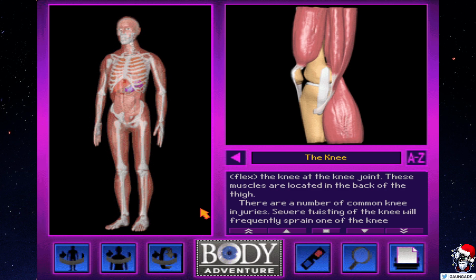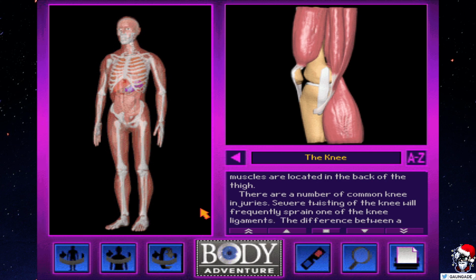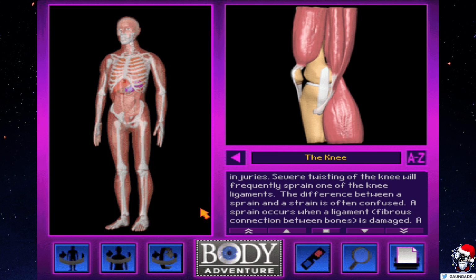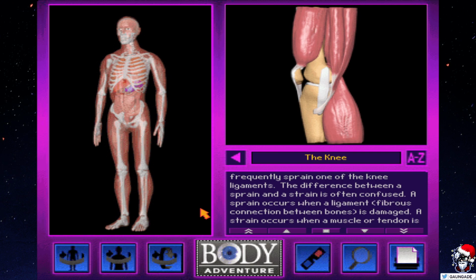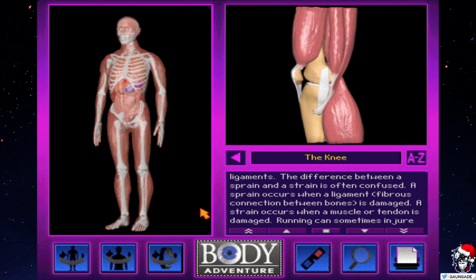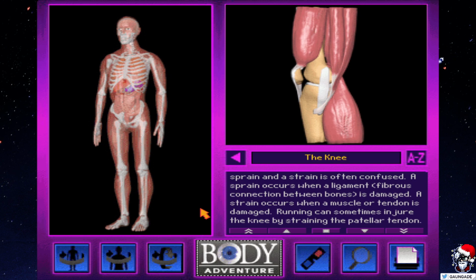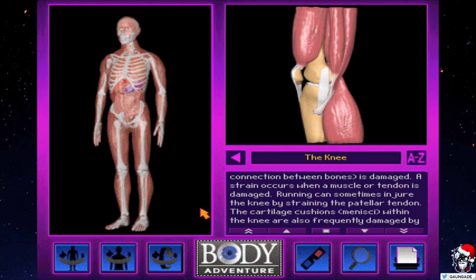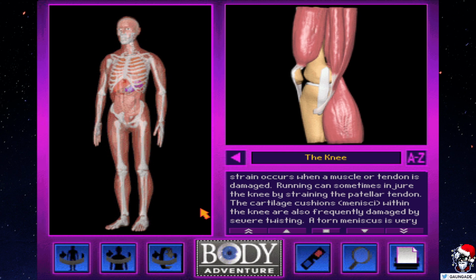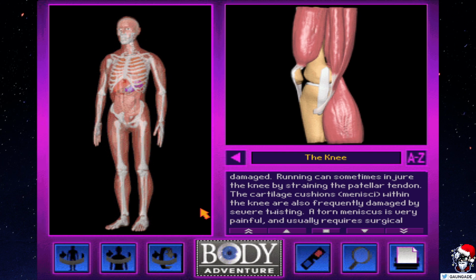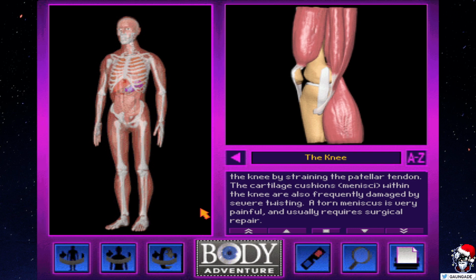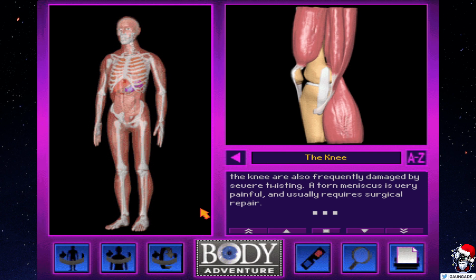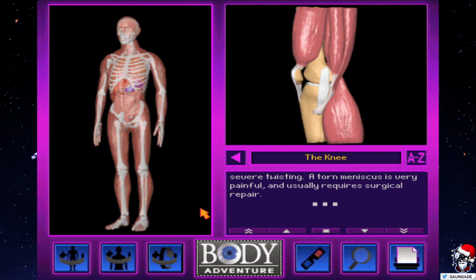There are a number of common knee injuries. Severe twisting of the knee will frequently sprain one of the knee ligaments. The difference between a sprain and a strain is often confused. A sprain occurs when a ligament, fibrous connection between bones, is damaged. A strain occurs when a muscle or tendon is damaged. Running can sometimes injure the knee by straining the patellar tendon. The cartilage cushions, menisci, within the knee are also frequently damaged by severe twisting. A torn meniscus is very painful and usually requires surgical repair.